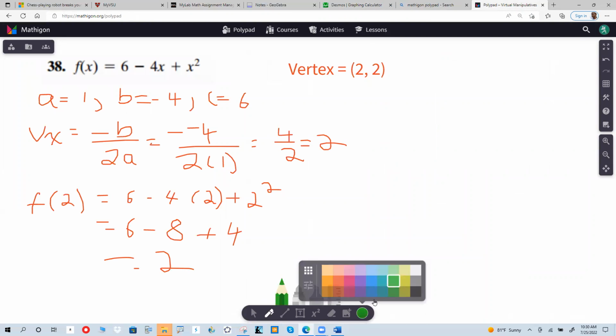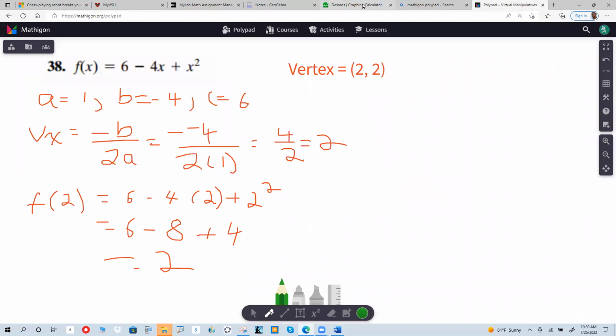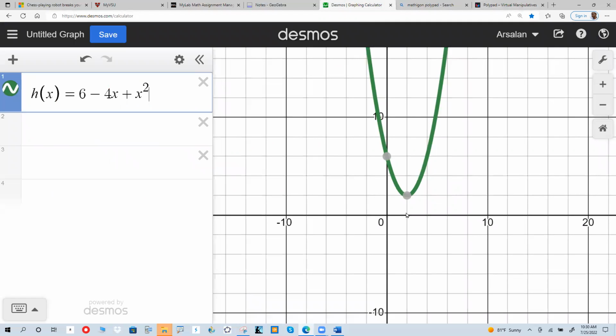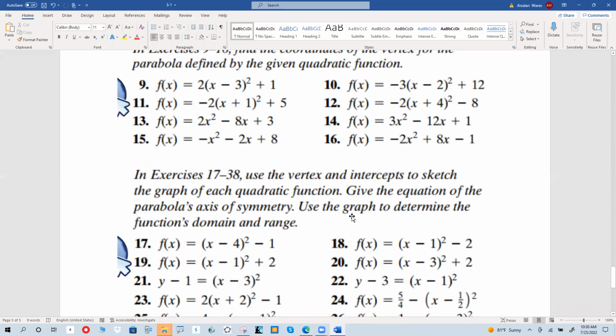Now let's go back and read the language. What do they want you to do? Find the parabola's axis of symmetry. All they're saying is find the equation of the vertical line that goes through the vertex. And that's simply x, not y, equal to 2. Then what else do they want us to find? They are interested in domain and range.